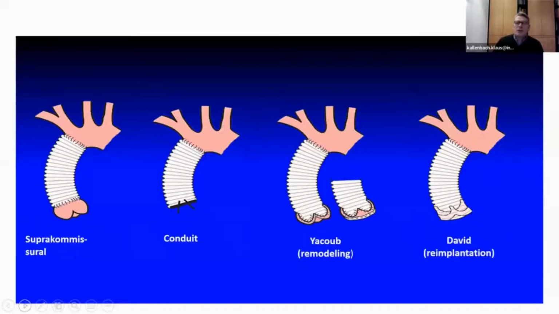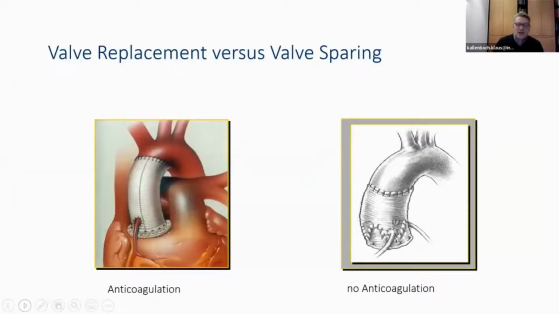So what operative therapy strategies do we have? Well, we have the supracommissural replacement, where we just replace the ascending aorta. Then the conduit, the first method developed by De Bono and Bentall in 1969, where you implant a valve-carrying conduit, replacing both the ascending aorta and the valve itself. And since 1993, we have two other valve-sparing methods: the Yacoub method, the remodeling method, or the David, the re-implantation method. The supracommissural strategy is definitely not suited for Marfan patients. This is definitely not the right therapy, neither for an A dissection nor for elective surgery. So today, for Marfan patients, we are speaking only about the Bentall operation or the valve-sparing operation.